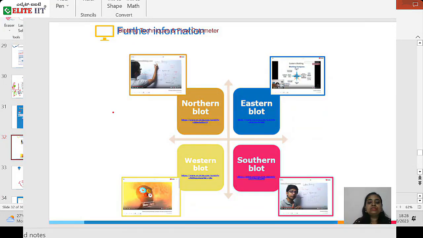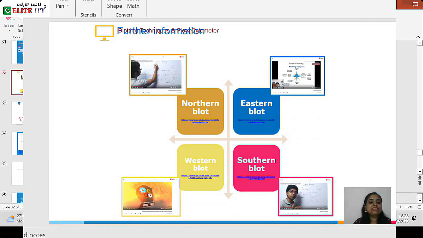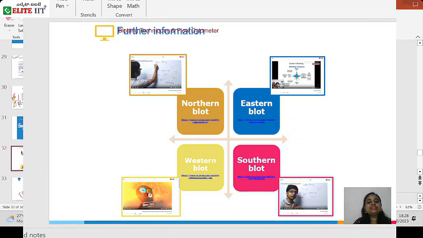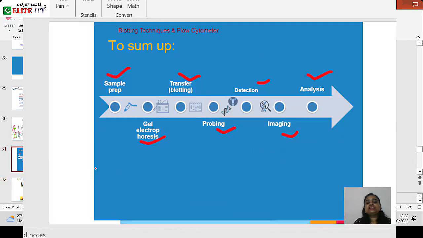That is what we do during research, during the PhD. So science, you can consider, is gathering experimental data as well as analyzing the experimental data. Okay, so that covers southern blotting, northern blotting, western blotting, and eastern blotting. Is it clear?